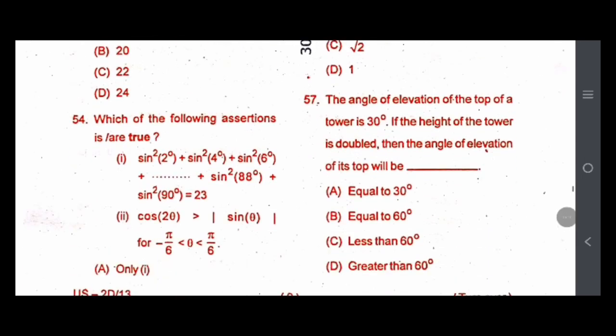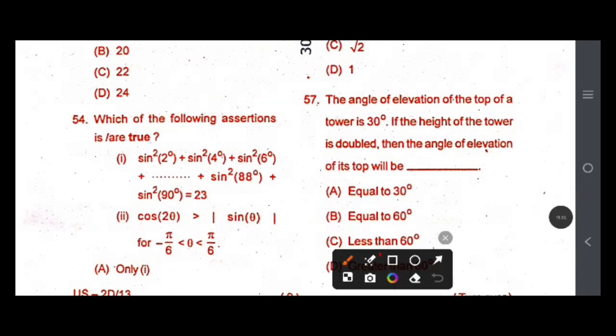Question number 57. The angle of elevation of the top of a tower is 30 degrees. If the height of the tower is doubled, then the angle of elevation of its top will be less than 60 degrees.